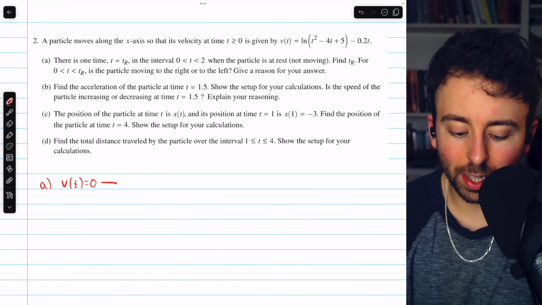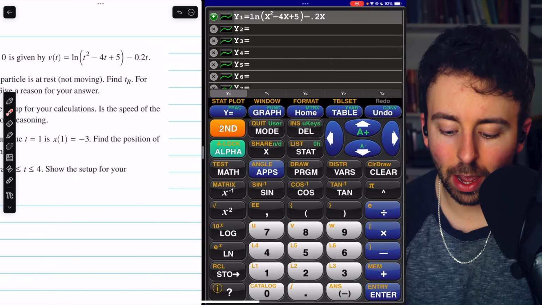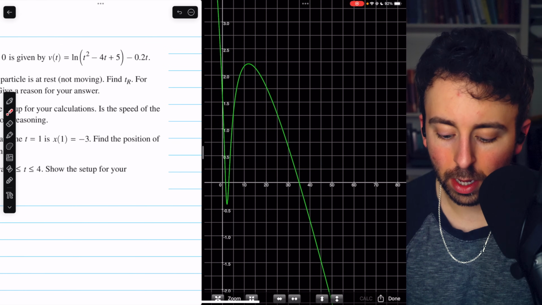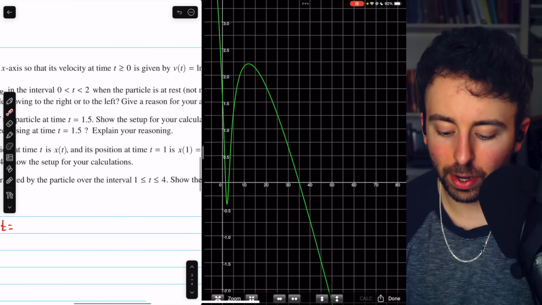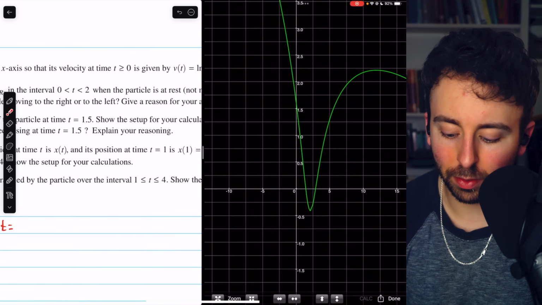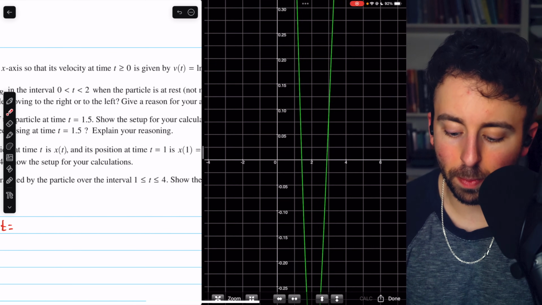So for part A, we will write v of t equals 0. And what value of t does this imply? Well, we can consult our graphing calculator. Typing this function into the graphing calculator and then pressing graph, we find that on the relevant interval, which is between 0 and 2, let's zoom in to that relevant interval around here.